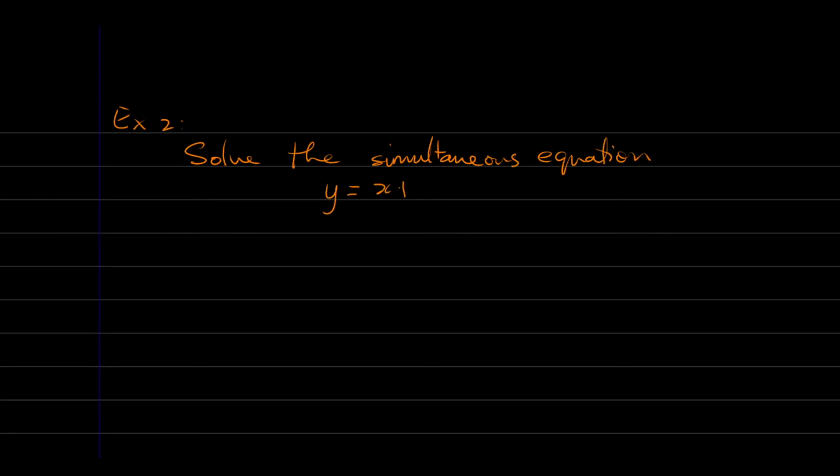Right? So let's say example 2, solve the simultaneous equation y equal to x plus 1, and we have x minus 2 squared plus y minus 3 squared equal to 9. And then from there, what we can do next?